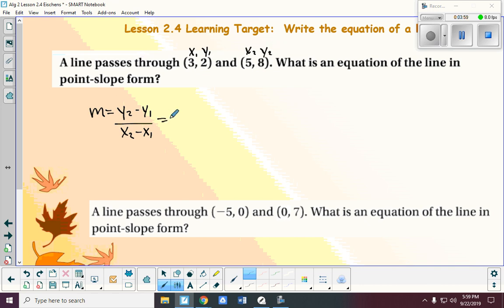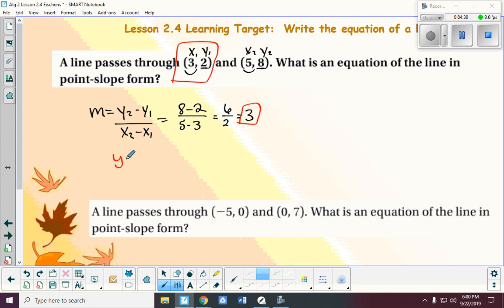So in this case, first, we take y2 minus y1. So that's 8 minus 2. And then x2 minus x1, so that's 5 minus 3. So we get 6 over 2, which is 3. So that's the slope. Now, we have 2 points, and it doesn't matter which one we use. I'm going to show it to you with both so that you can see it won't matter with our outcome. So let's say we choose this for our x1, y1. And we're going to use a slope of 3.